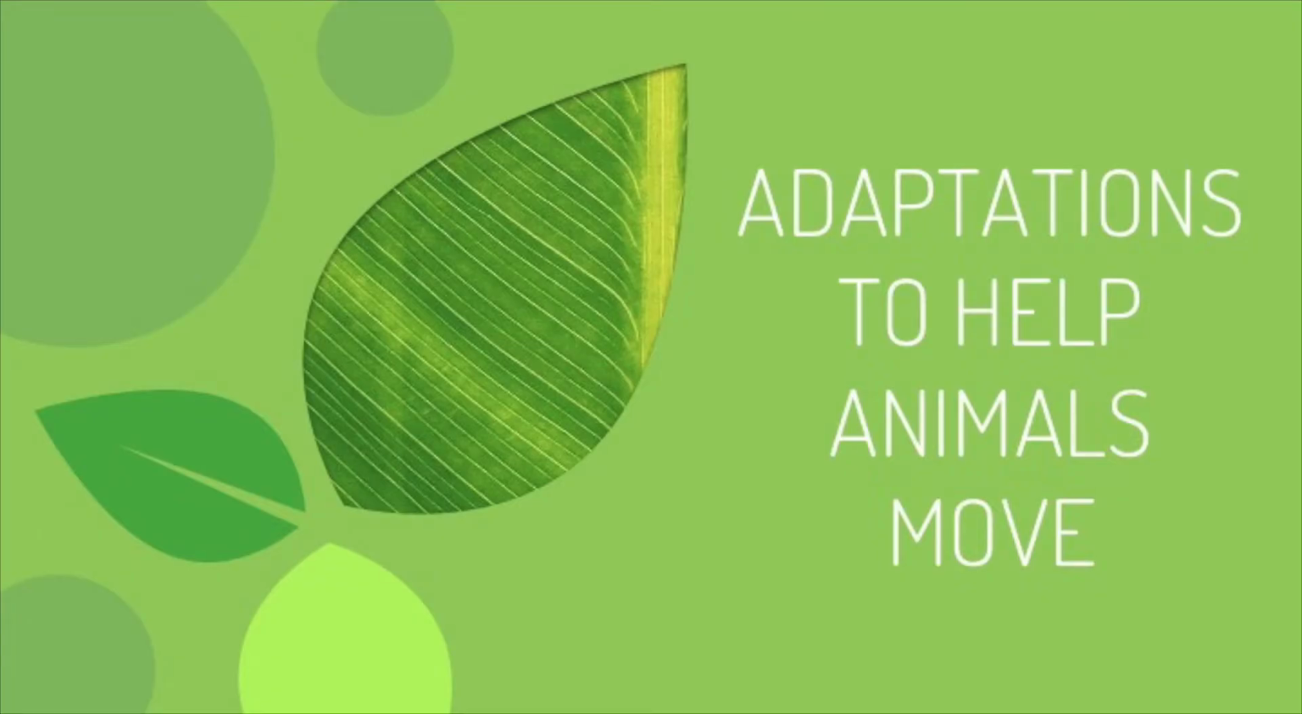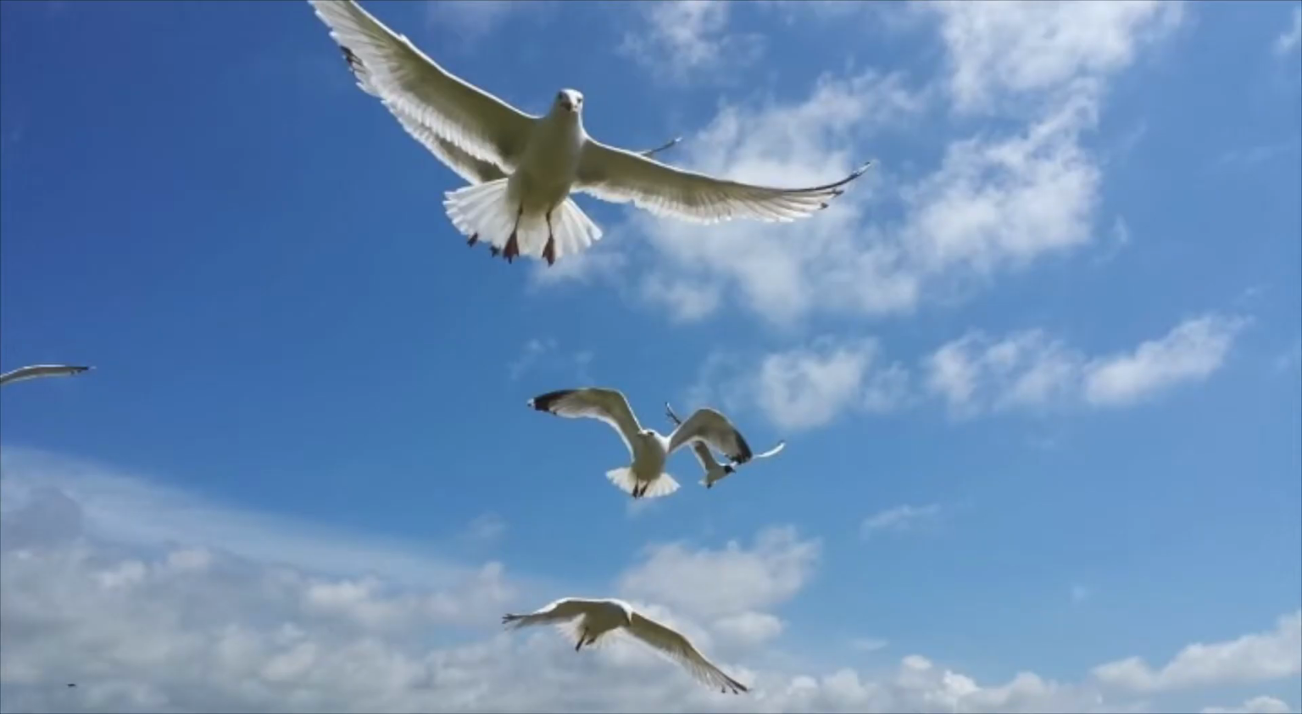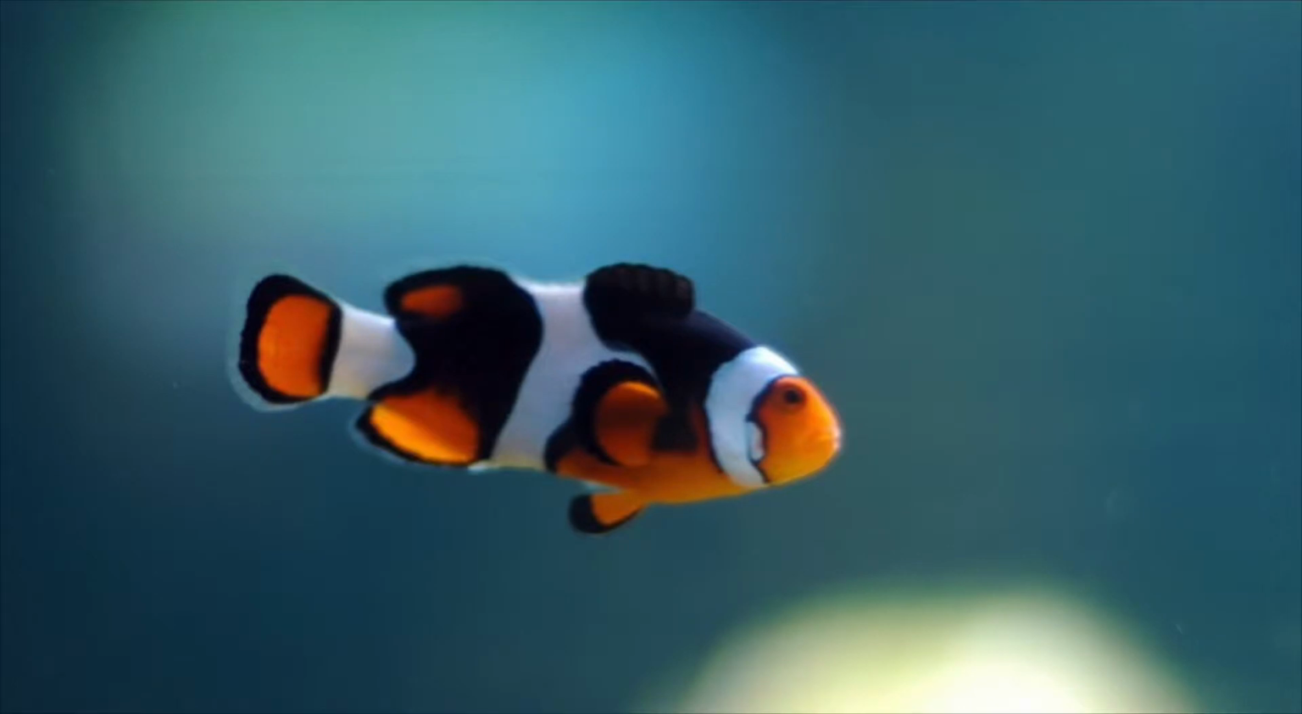The last category of adaptations that we are going to take a look at are adaptations that help animals move. This might be to help them avoid predators, find prey, or both. Birds have very light bodies and bones that let them fly. Fish have fins and tails so that they can swim.